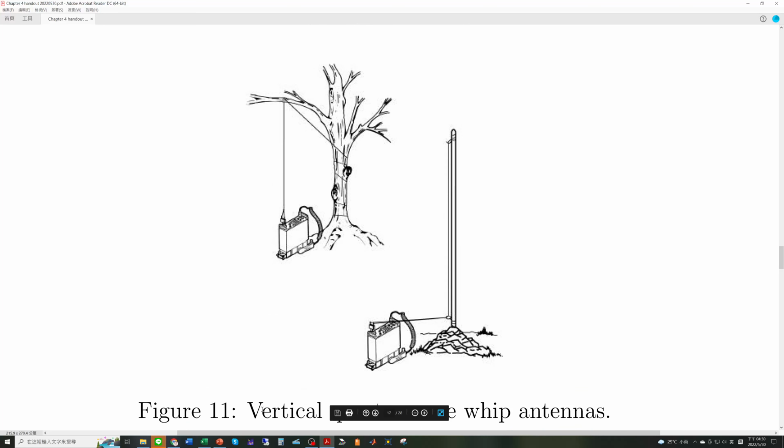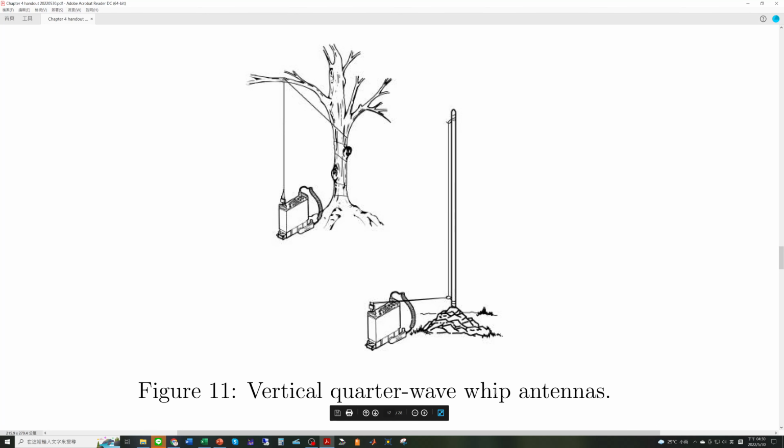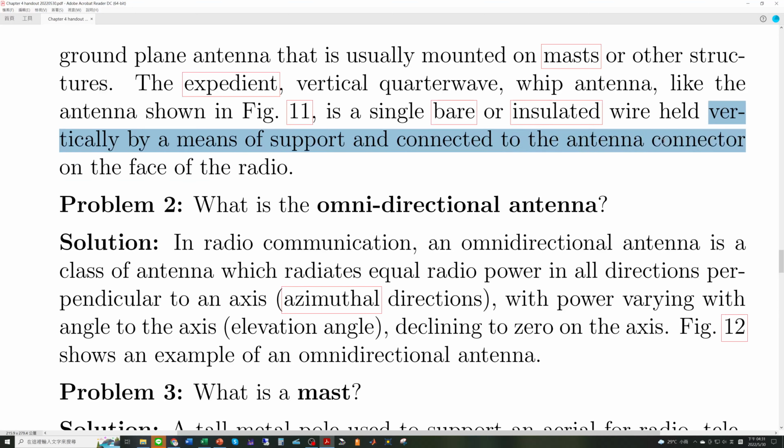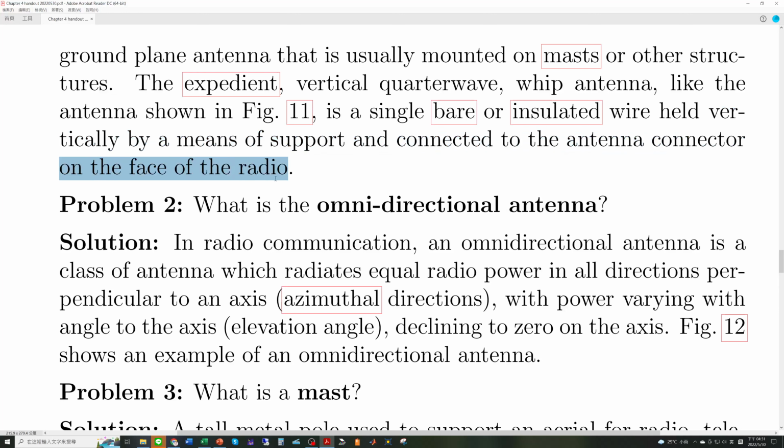Figure 11 shows the vertical quarter wave whip antennas, like this, and this. So it's a single bare, we will explain what is bare later, or insulated, we will also explain what is insulated later, wire held vertically by a means of support and connected to the antenna connector on the face of the radio.